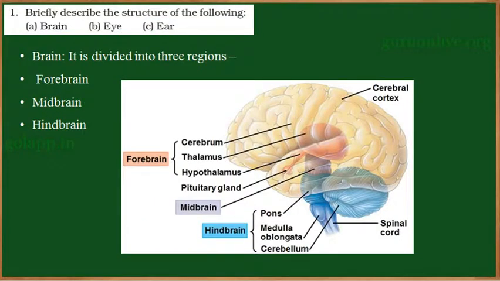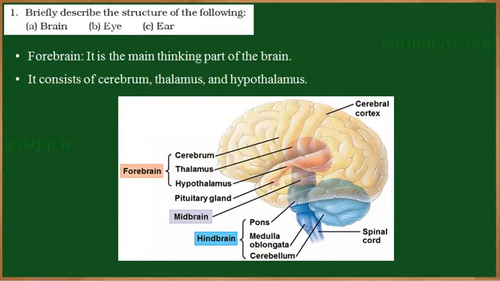Now the brain is differentiated into three regions: forebrain, midbrain and hindbrain. This outermost region, the bigger one, is called the forebrain. The middle one is the midbrain, and this one which is blue in color is the hindbrain. For our convenience, we have divided the brain into forebrain, midbrain and hindbrain.